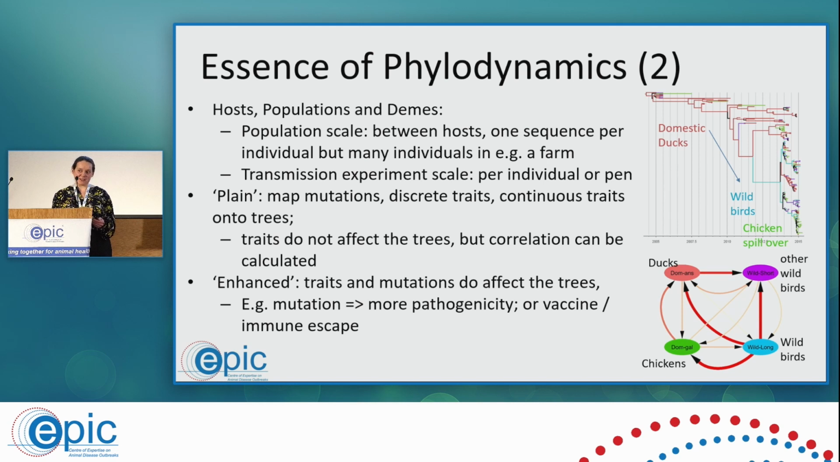The next most simplest case is you say, okay, so now perhaps actually my traits might affect the tree. So we can model this as well. And this is where you might have the case where you have a mutation which increases the pathogenicity. So this is going to change the viral transmission properties, and this will therefore affect the tree.